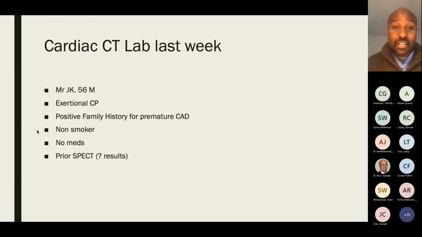And I just thought I'll pull up a case because I actually was reading CTs last week, and I saw a case that made me think about some of this literature that we've been examining. So this was a gentleman who was 56 years of age. He was being referred for exertional chest pain. He had a positive family history for premature coronary disease. He was a non-smoker. He was on no meds, and he had been worked up with a prior SPECT scan. We weren't told what the results were, but presumably it was equivocal or not clear because he was sent for this CT imaging to further risk stratify him.